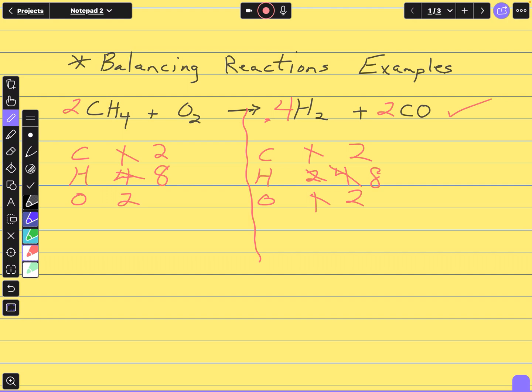Now sometimes you won't have to balance a reaction. If you add up all the atoms and they're the same, then you just write balanced. It would just be 1 to 1, 1 to 1. Basically what this reaction says is that when this reaction happens, 2 molecules of CH4 react with 1 molecule of O2 to produce 4 molecules of H2 and 2 molecules of CO.